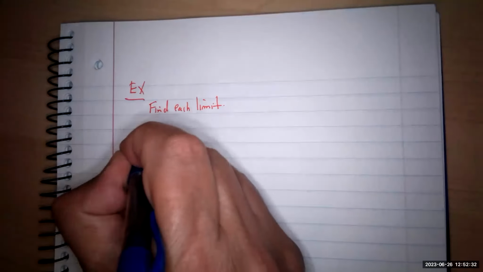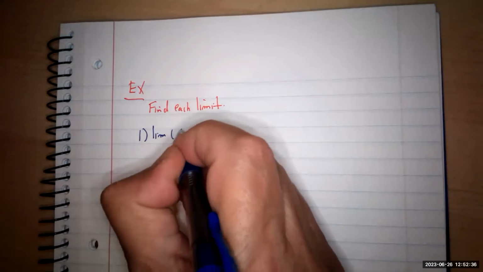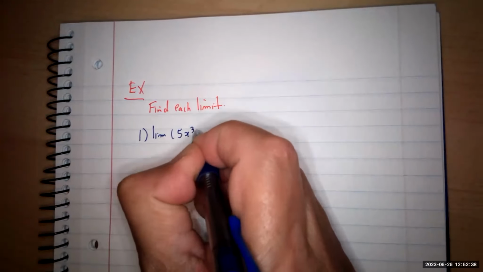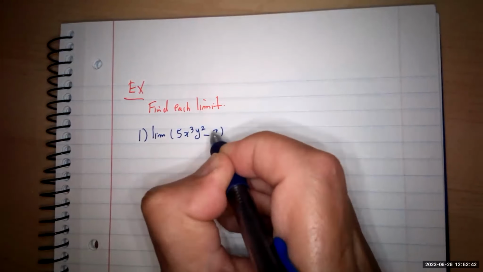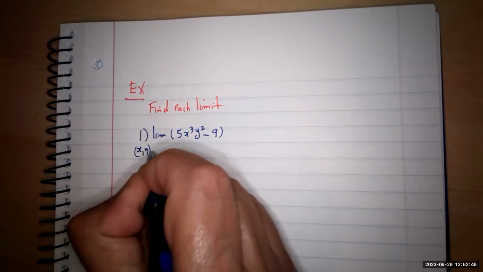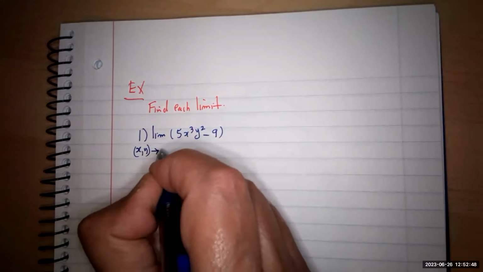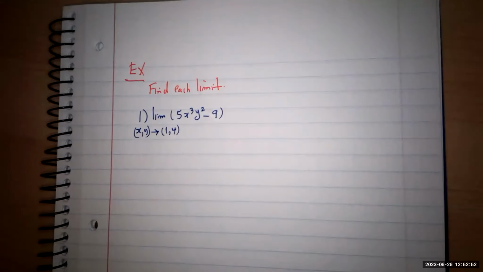First one, limit of 5x cubed y squared minus 9, when x comma y goes to 1, 4. That's the first one. Just want to show how we're going to do it, and you're not going to make it complicated for us.